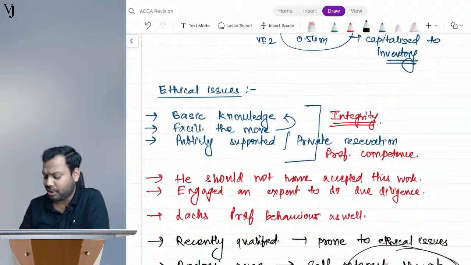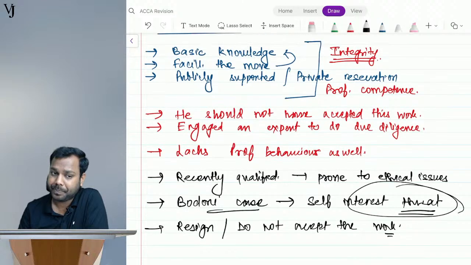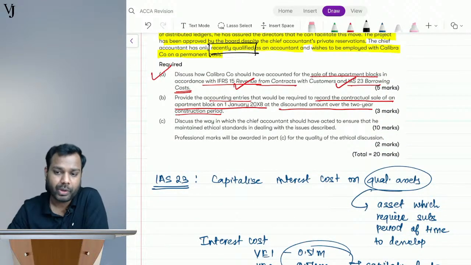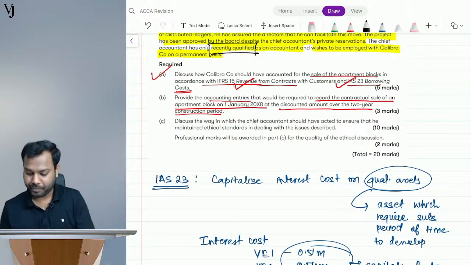So I have just given here in the pointers. You have to definitely elaborate in the exam. Okay? I believe you have understood the question at least. Is it clear, everyone? Tell me.